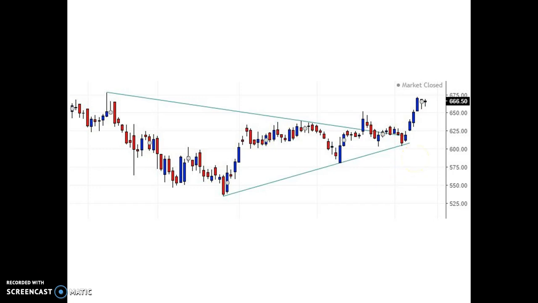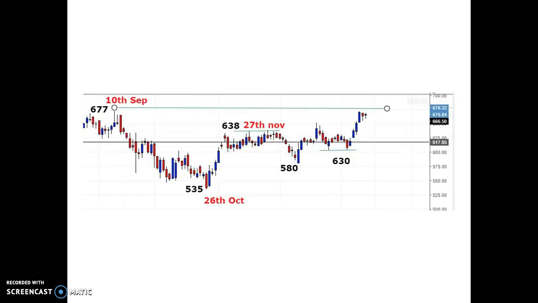You need to keep in mind the symmetrical triangle is a neutral chart formation and it can break in both directions. If you observe over here, on 10th September 677 is the price. The recent close is 666.50 and we are expecting further resistance around the 676 level.